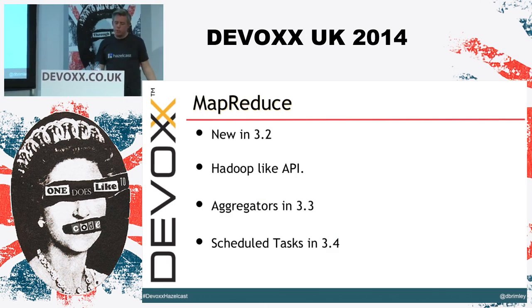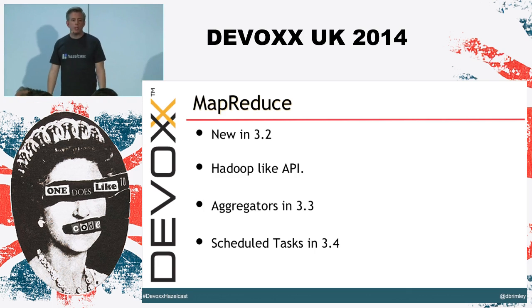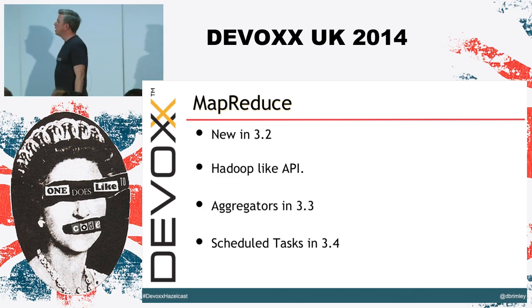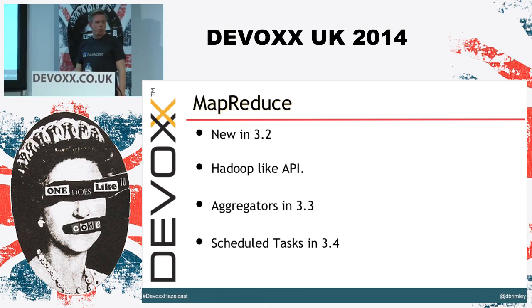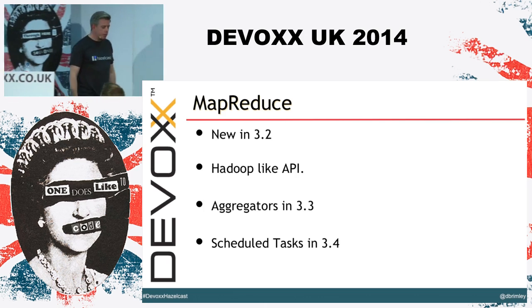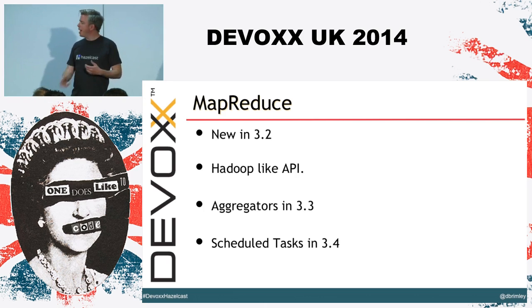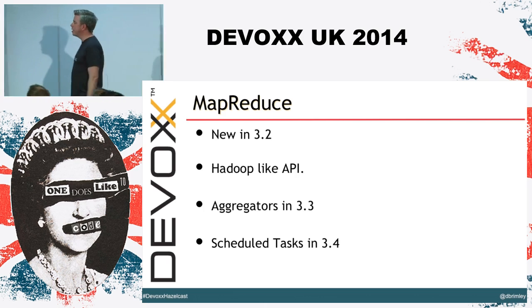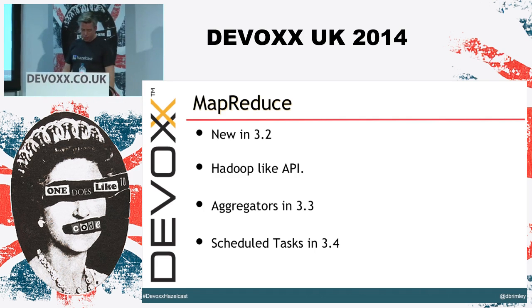And then MapReduce. It's kind of new. It's been out since 3.2, which is about a month, 2 months old now. Hadoop-like API. We're going to have aggregators as well. We're going to have a whole bunch of aggregators coming along with 3.3. So you can do standard things like min, max, counts, that kind of stuff. And there'll be a custom aggregation API on top of the MapReduce as well. And then we're going to have scheduled tasks as well, so you can run scheduled MapReduce jobs as well.